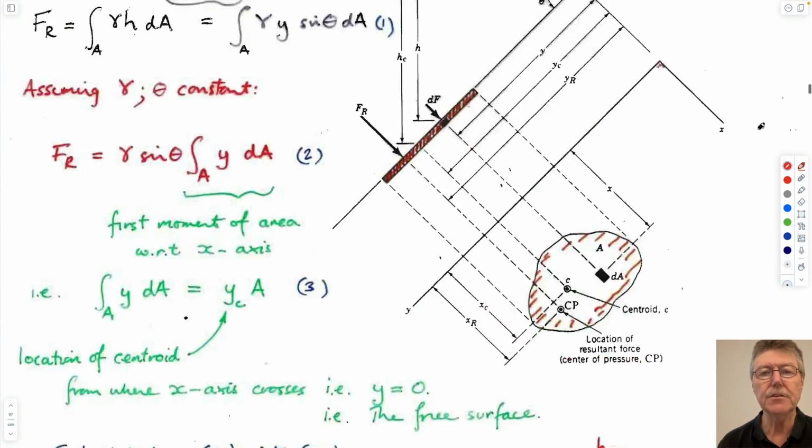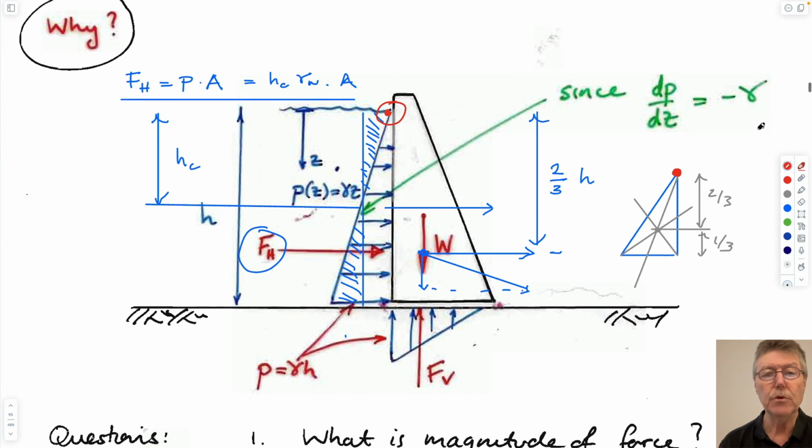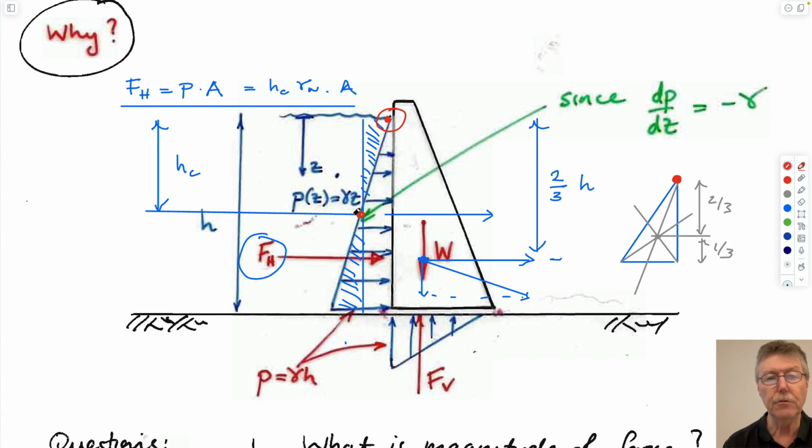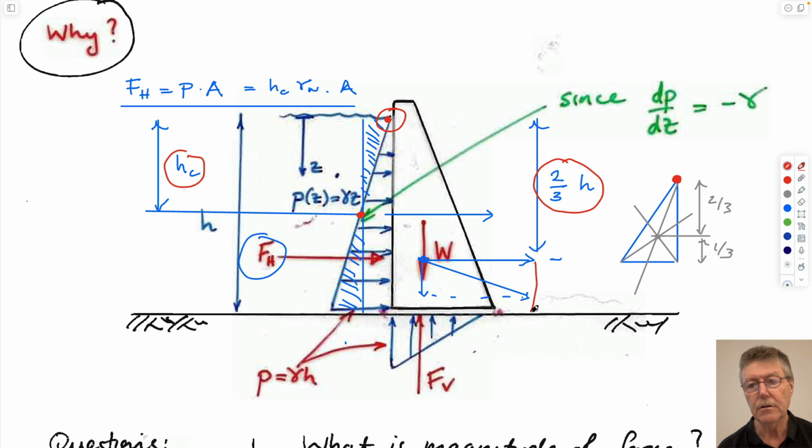And so if we look at the triangular distribution upstream of the dam, we know that if we want to calculate the resultant force, this is HC. It's the depth of the centroid, which is the X point here of that plate. Even if it's below the surface, that would be the depth of the centroid. I'll draw a figure later. But the point of action, as we saw last time, for this triangular distribution, is two-thirds of the height down, or one-third of the height up, if it intersects the water table, the free surface. It's slightly different from that if it isn't.